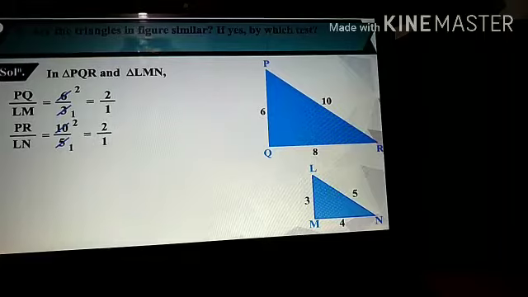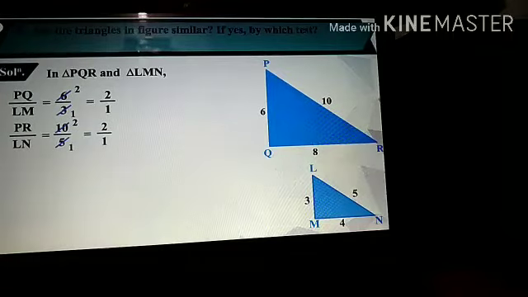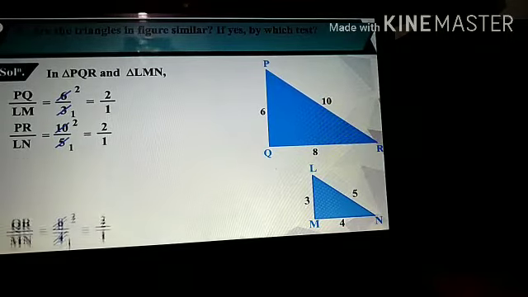Next ratio, PR upon LN is equal to 10 upon 5. Both the numbers, we divide the numerator and denominator by 5. 10 divided by 5, answer is 2. 5 divided by 5, the answer is 1. So ratio of PR upon LN is 2 upon 1.